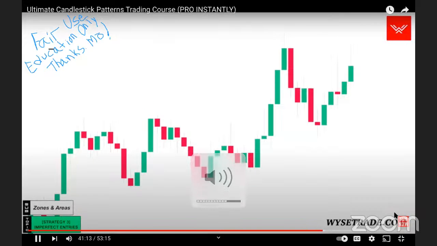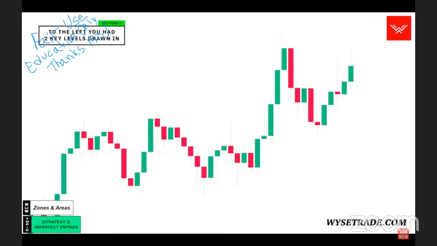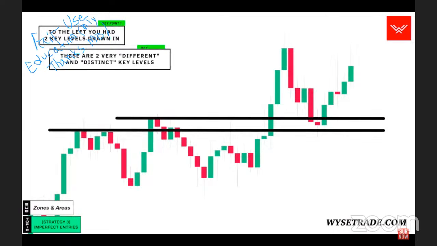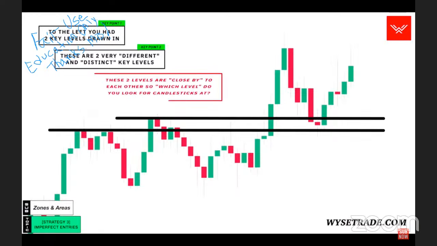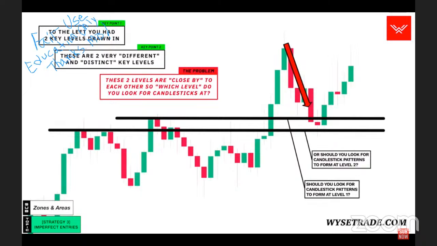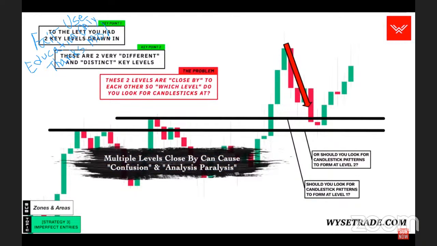So notice to the left, you would have two key levels drawn in, level 1 here and level 2 here. These are two very different and distinct key levels. And here's the problem. Since these levels are close by to each other, as price is approaching these levels, you are thinking to yourself, should I look for candlestick patterns at this first level, or should I look for candlestick patterns at the second level? Having multiple levels drawn in close by to each other can cause confusion and analysis paralysis.